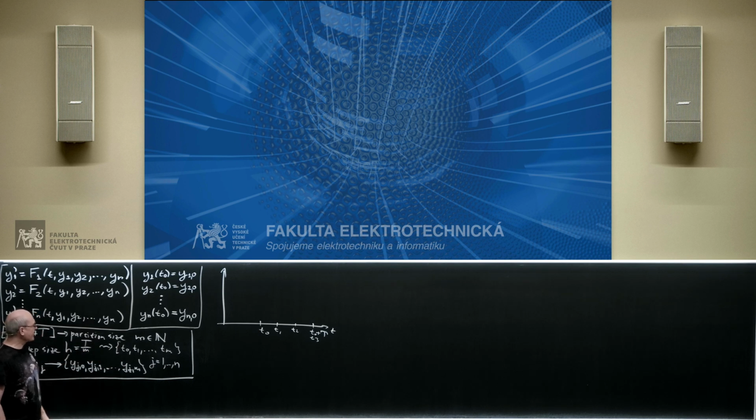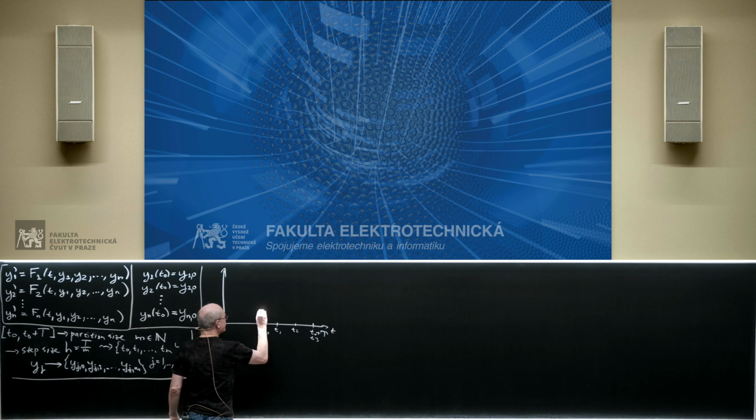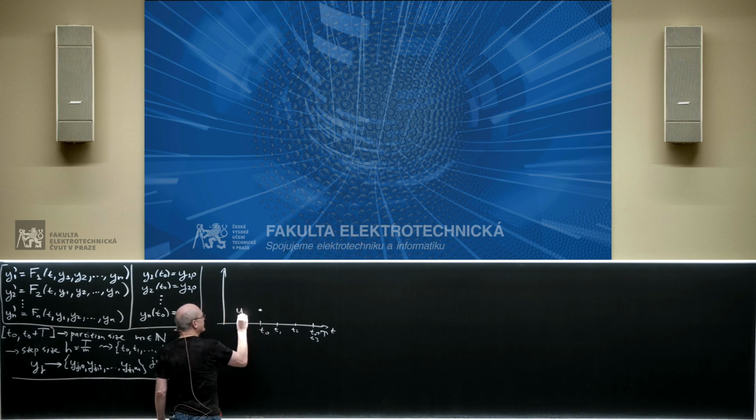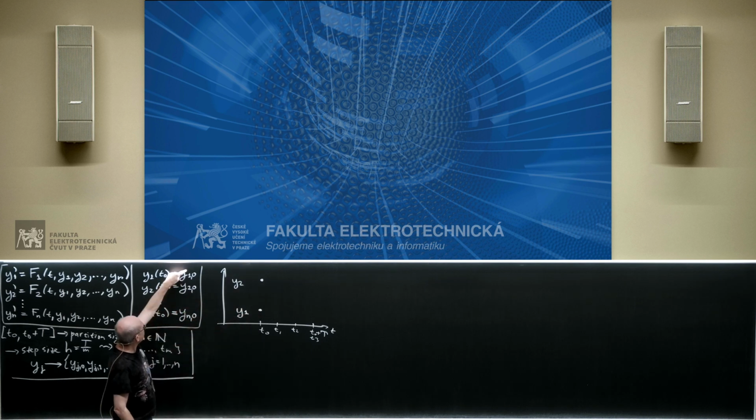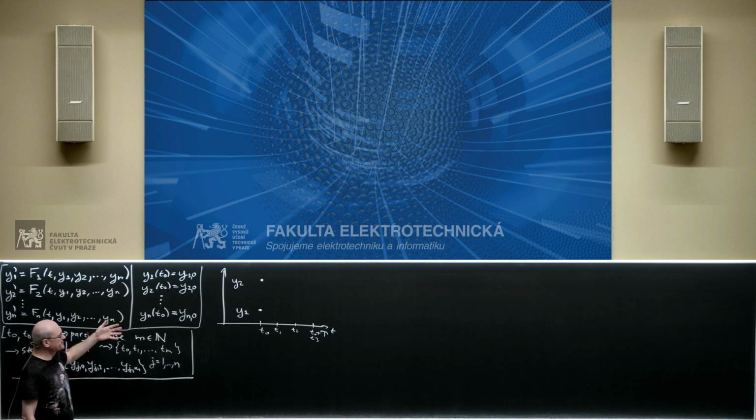How do I get them? Well, the first approximation at time 0 is essentially given, or actually given, in my initial conditions. Let's put it over here. So let's say that this is the initial value for function y1, and this is the initial value for function y2. So this is y1,0, I can see it here, and this is y2,0, and let's not put more functions into the picture. It's confusing enough as it is.